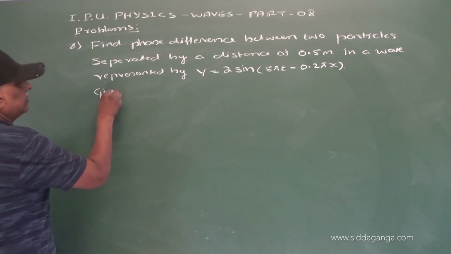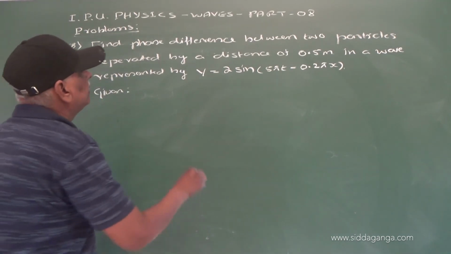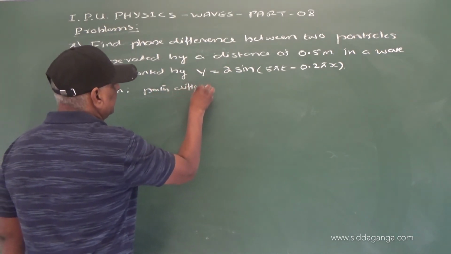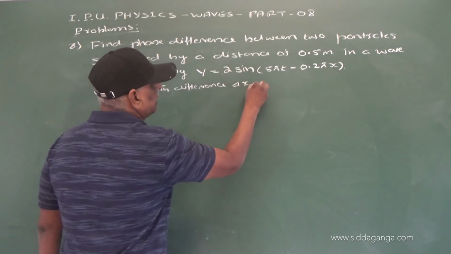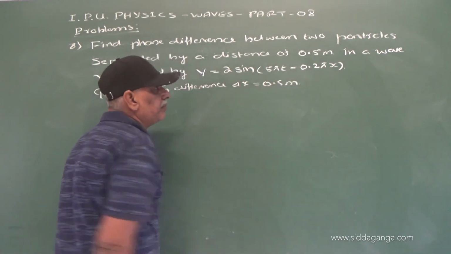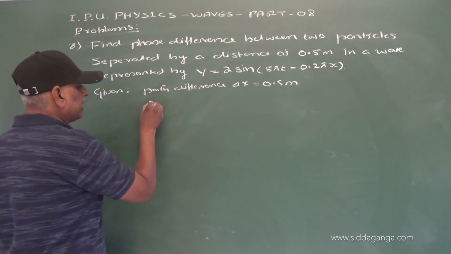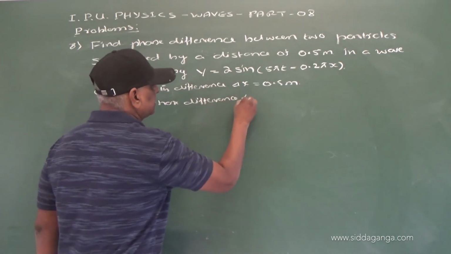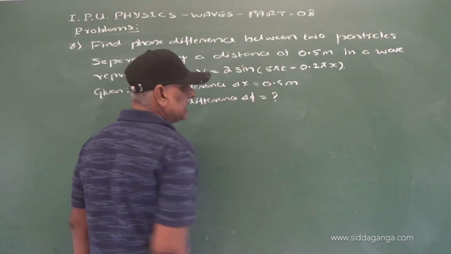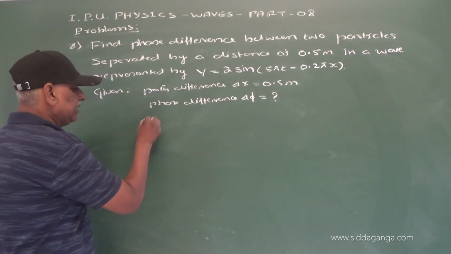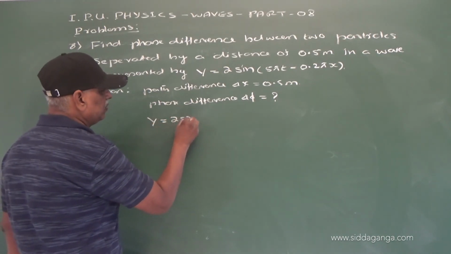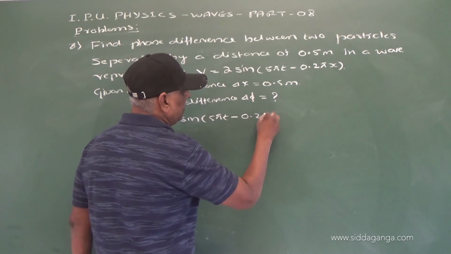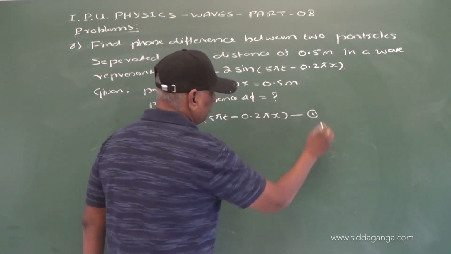So we have the given data, right? The distance between two vibrating particles, that is path difference delta x, is equal to 0.5 meter. Now we need to find the corresponding phase difference, delta phi is equal to what? And the given equation is y is equal to 2 sine (5 pi t minus 0.2 pi x). Let us take it as equation 1.